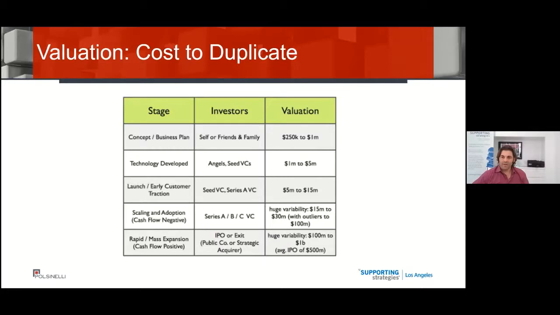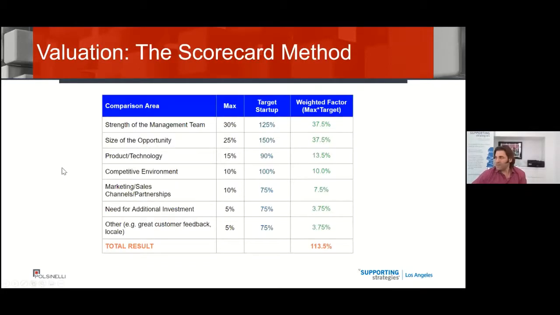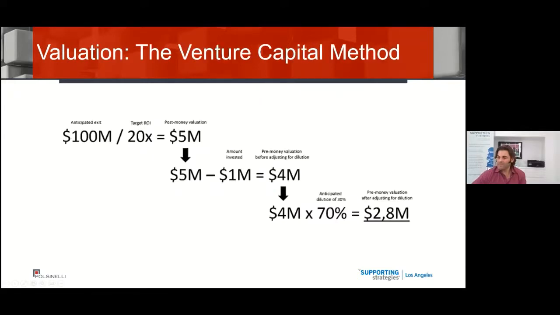There's another method here. This one is called the VC method. It was actually made popular by Professor Bill Sahlman from the Harvard Business School. Are you familiar with this? Or, sorry, not that one. This one right here. Are you familiar with this method, Mark?